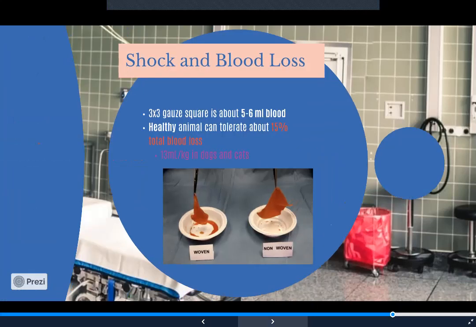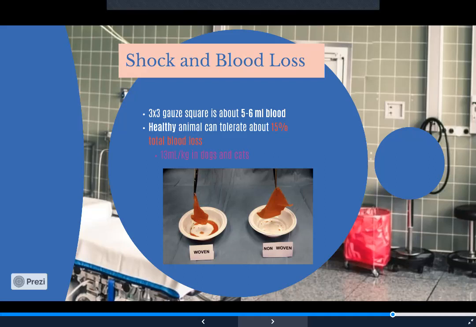So shock and blood loss. This is just one thing that we had to learn, and I think it's a good concept just to keep in mind. Every 3x3 gauze square is about 5 to 6 mils of blood loss. So keeping in mind how much blood is actually being lost in a patient is good.